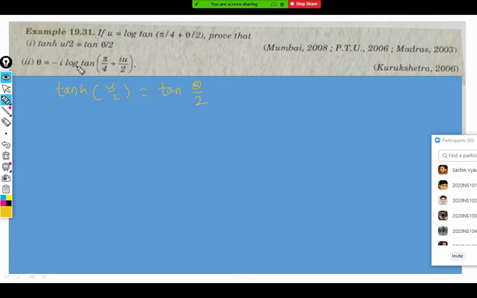Now one thing you should remember: whenever we require a log in the answer, we have only the inverse hyperbolic formulas. Sin h inverse x is log of x plus root of x square plus 1. Cos h inverse x is log of x plus root of x square minus 1. Tan h inverse x is 1 by 2 log of 1 plus x upon 1 minus x, something like that. So we have to use inverse hyperbolic there.